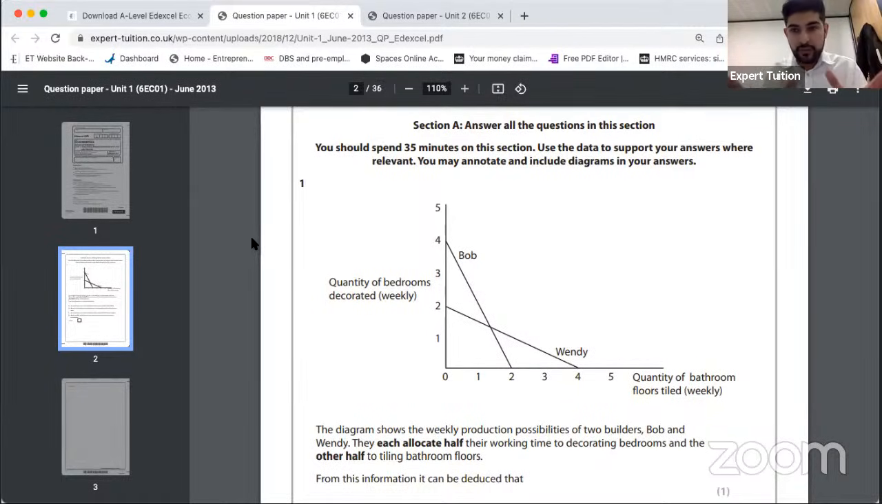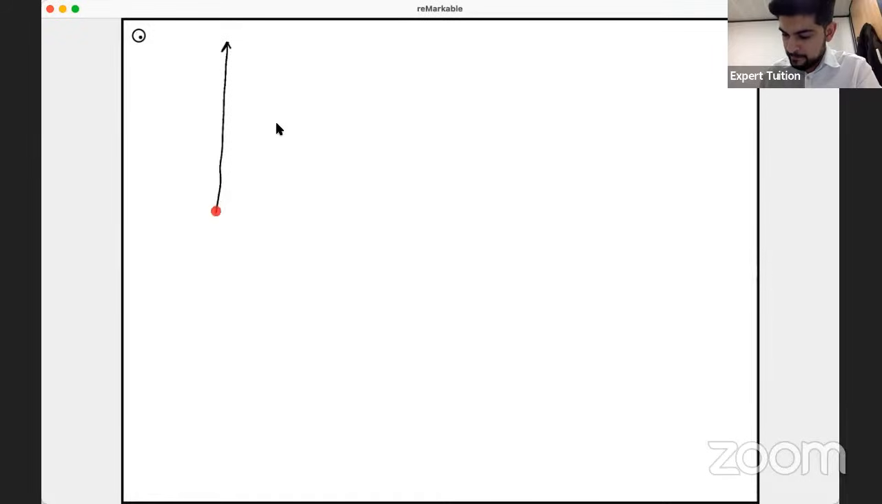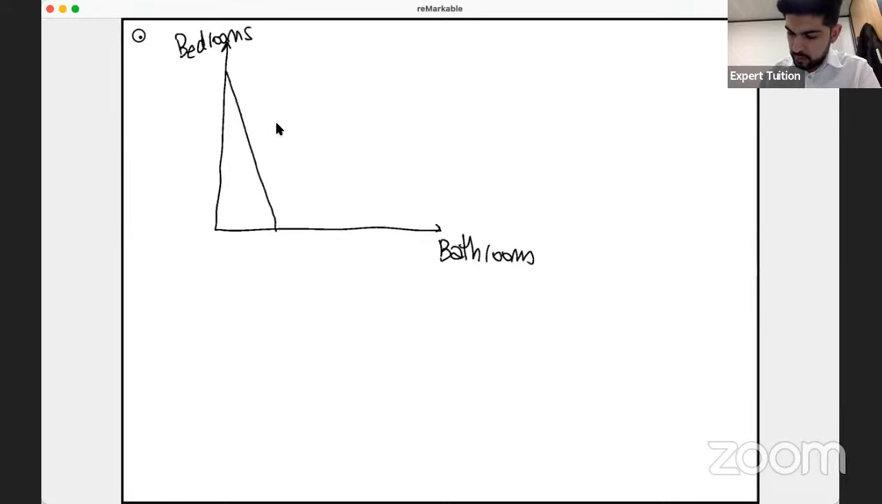Right. With this information to hand, I'm going to quickly now share my screen instead, my board, and replicate the data. So we had the following. We've got bedrooms, bathrooms. And you had the following. You had 4, 2, and this was Bob, and then 4 and 2, and this is Wendy.